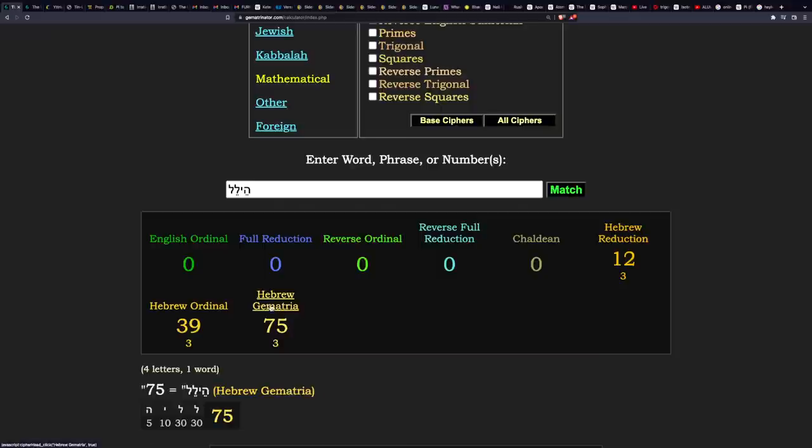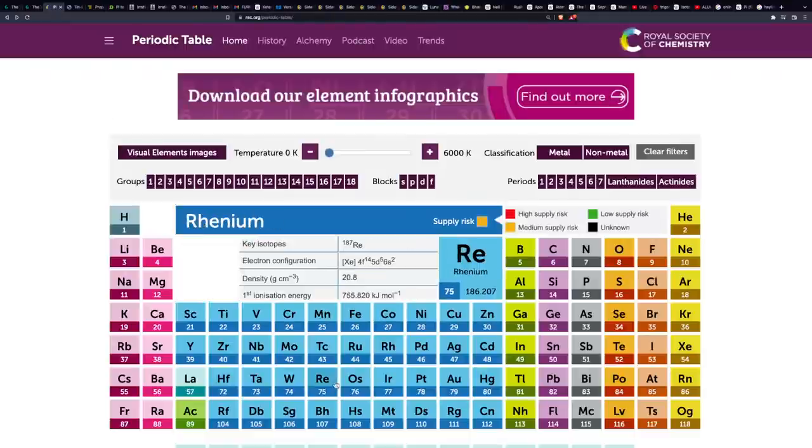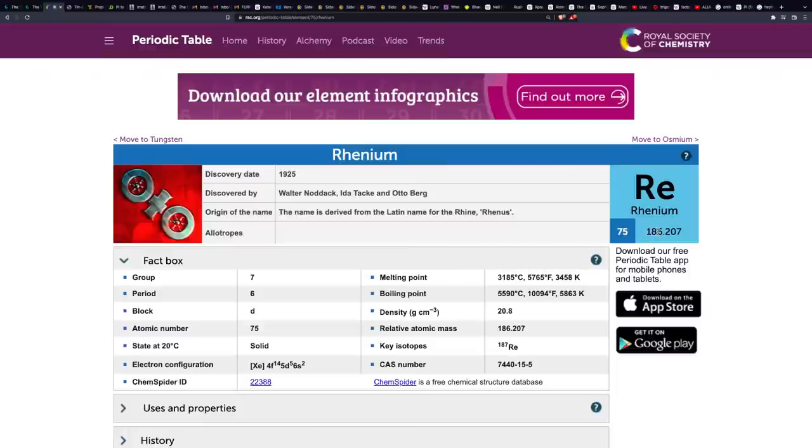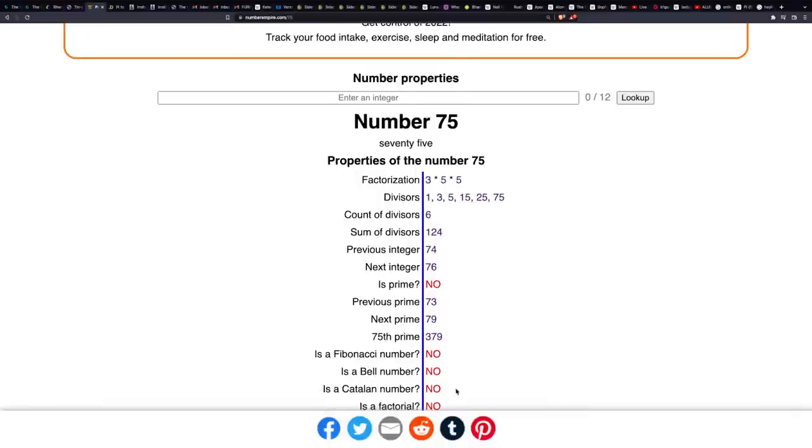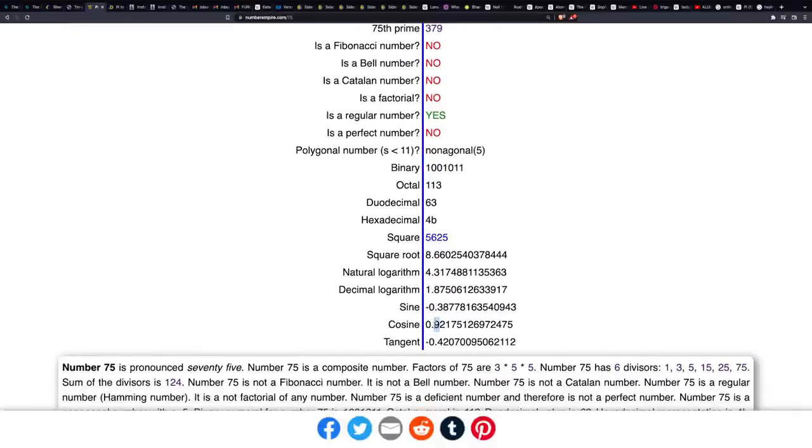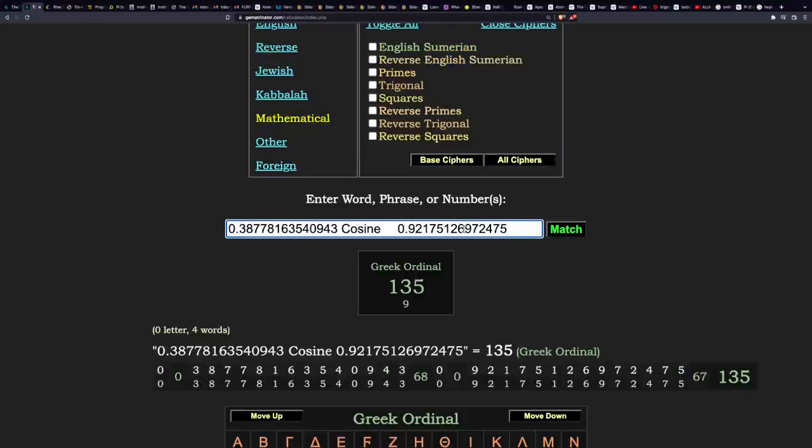Remember that 75 is also tied to the element rhenium. And rhenium's atomic mass is 186, and the speed of light is 186,000 miles per second in a vacuum. So Lucifer is the light bringer. Okay? That's what it means. So that's how you can read this just by the single digits. And then you can take the 38 and add in the 92 together, and you can get an outcome there. But when we take the full sine and cosine wave, we get 135.